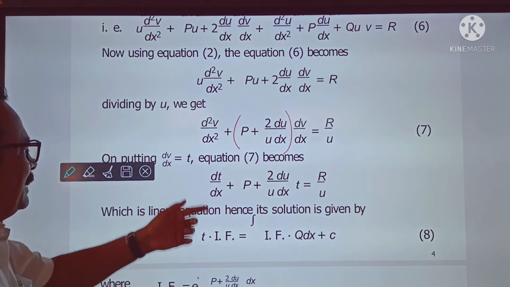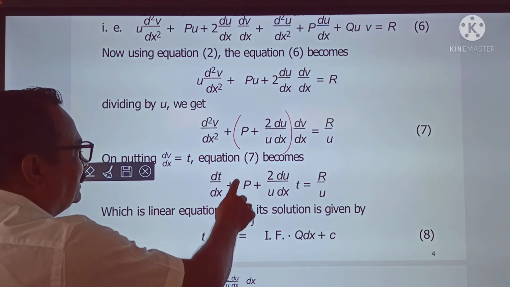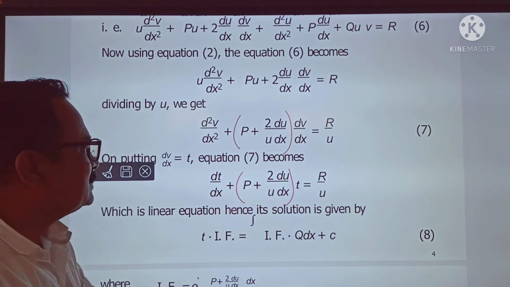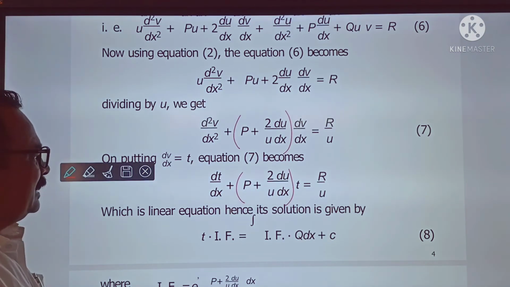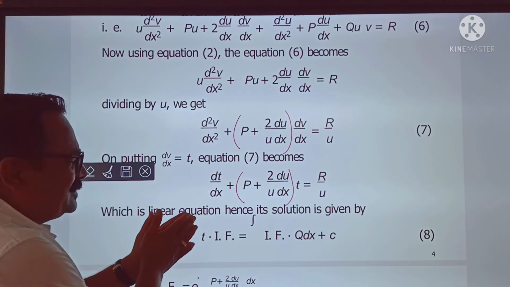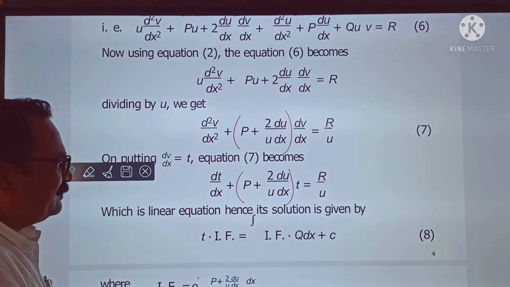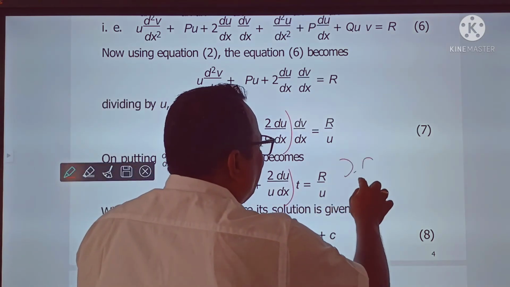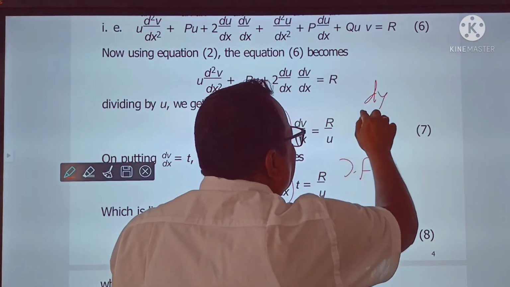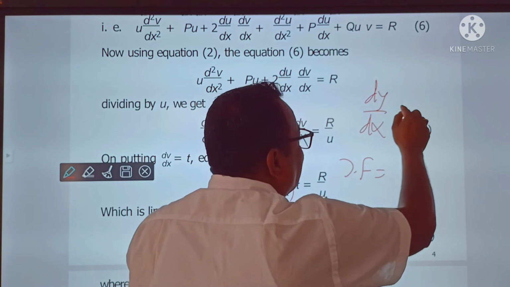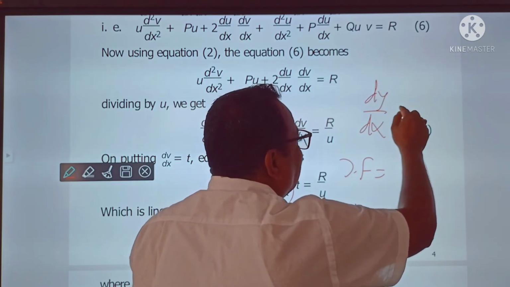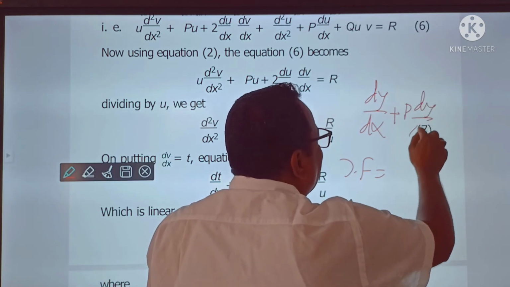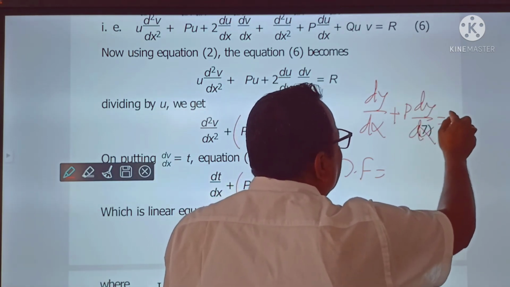So I am putting dv by dx is t. We get it in this way. And this bracket is a function of x. So this is a first order, first degree linear equation, solved by obtaining the integrating factor. We know that our first order, first degree ordinary differential equation is dy by dx plus p into y.